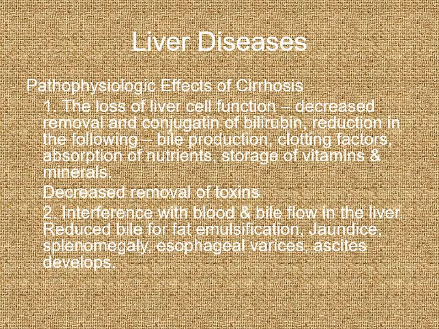is you have interference with blood and bile flow in the liver. So the major effects are related to the obstruction of the bile ducts and blood flow. So there is reduced bile for fat emulsification in the intestine. Backup of bile in the liver causes jaundice. Portal hypertension from reduced blood flow through the liver causes splenomegaly, or an enlarged spleen. Also esophageal varices and ascites develop, which is an accumulation of fluid in the peritoneal cavity.